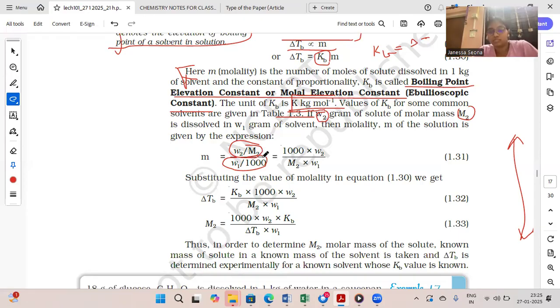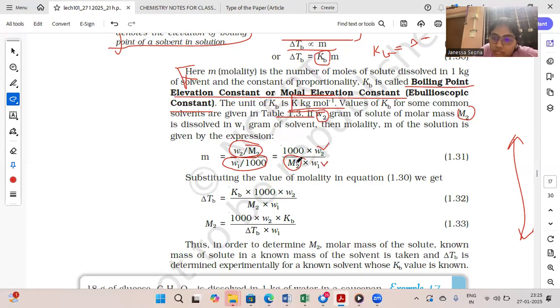W2 by M2 divided by W1 by 1000 is equal to W2 by M2 into 1000 by W1. Basically, we'll be knowing W2, we'll be knowing W1, and we'll be asked to calculate M2. This is the molecular weight of solute, like the previous problem.